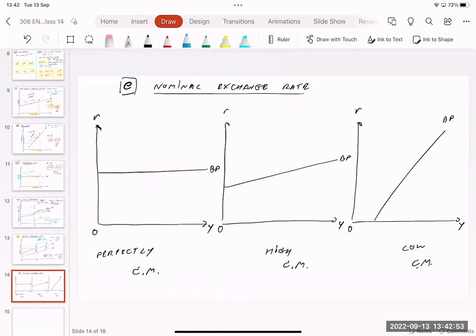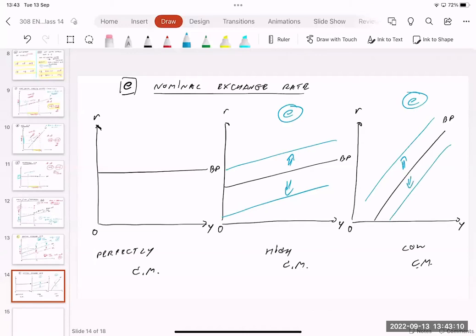The nominal exchange rate affects the high capital mobility country. It can shift the BP curve up, it can shift the BP curve down. The nominal exchange rate affects the low capital mobility country. It can shift the BP curve up, it can shift the BP curve down. However, for the case of a perfect capital mobility country, the nominal exchange rate has no effect.